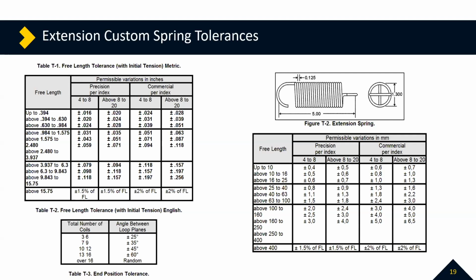They do have, not shown here, initial tension. The amount of force used to keep the coils closed together. That does play a role in not only your rate, but your load condition as well on the extension spring.